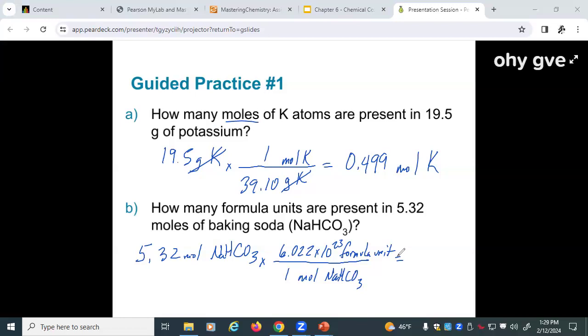So 5.32 times Avogadro's number to three significant figures again. My moles are going to cancel out. We get 3.20 times 10 to the 24th formula units of sodium bicarbonate, baking soda.